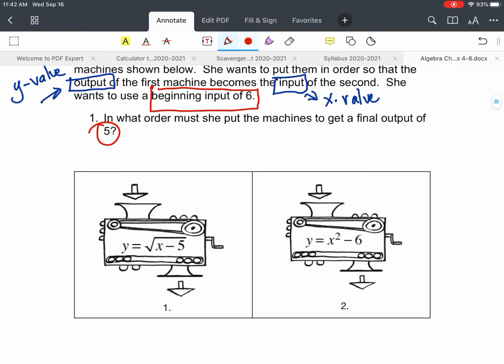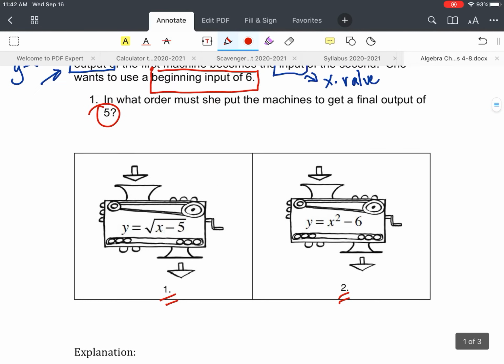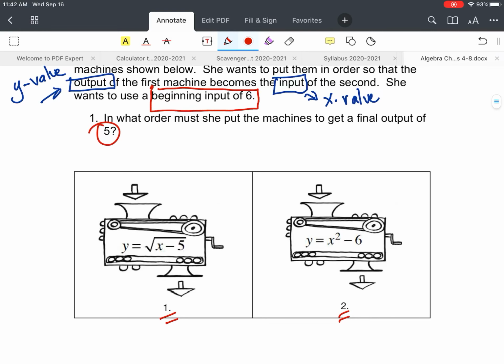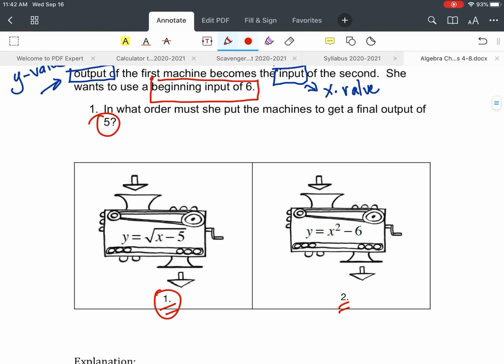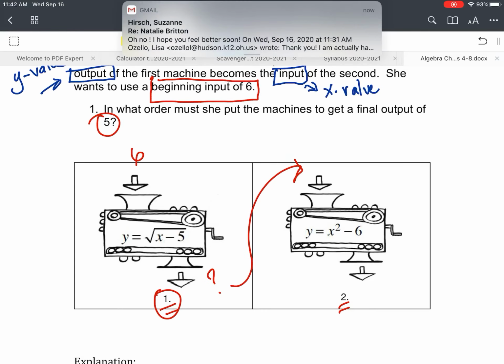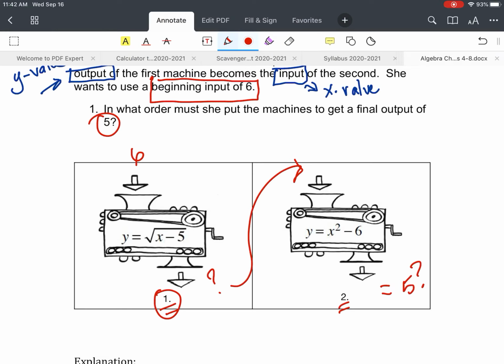So you can see here that I labeled each of your machines number 1 and number 2. So you're going to do some work down here to put your input of 6 in to get an output of 5. Now I'm going to tell you, you might need to do some trial and error. If I were you, I would start with this one, and I would do an input of 6 and see what my output is. Then that output becomes your input. And will you get an output of 5 when you do it that way? I don't know. That's for you to tell me.